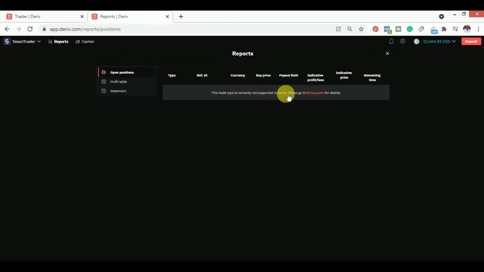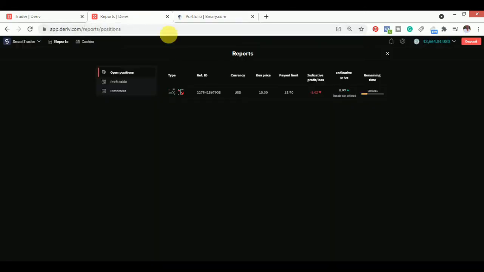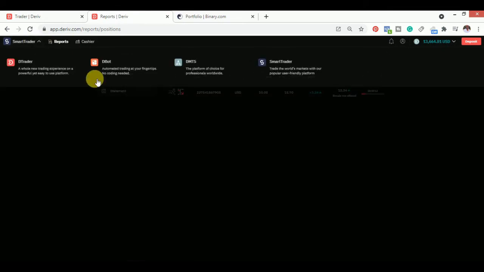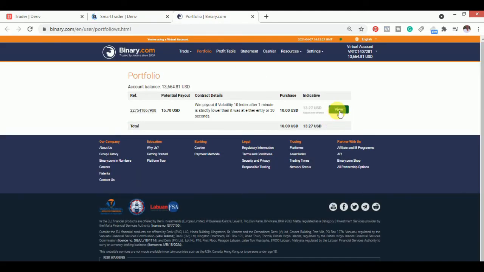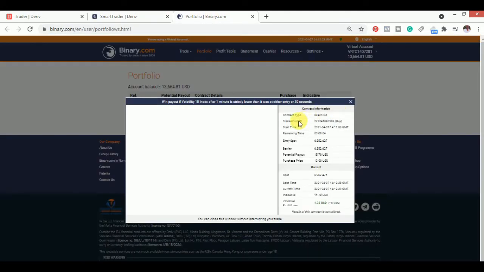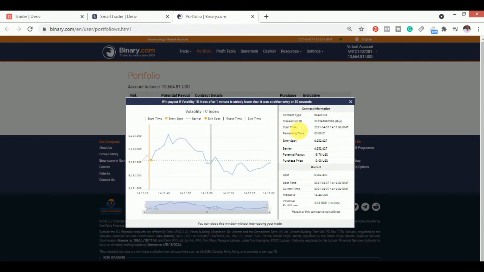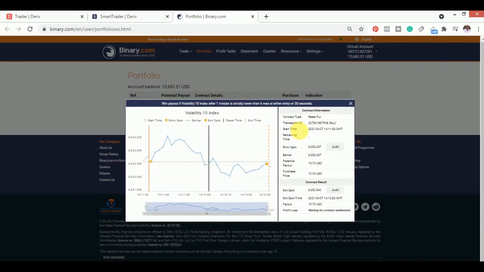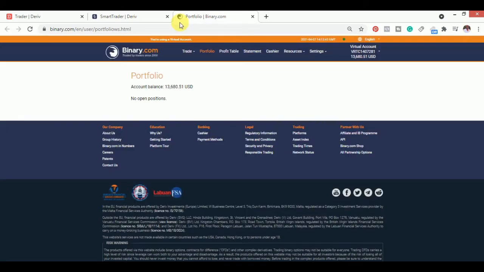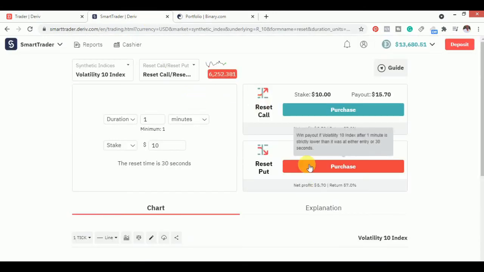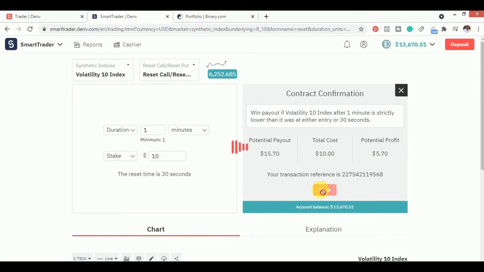This trade type is currently not supported on DERIV. Please go to binary.com. You see why most times I still prefer binary to a great extent, because most things are not yet supported on DERIV. Most things are still being developed. All right, so we didn't have the chance to view this trade more, and it has ended in profit. So let me place another one so that we'll have more grasp of what we are saying. I can explain better.